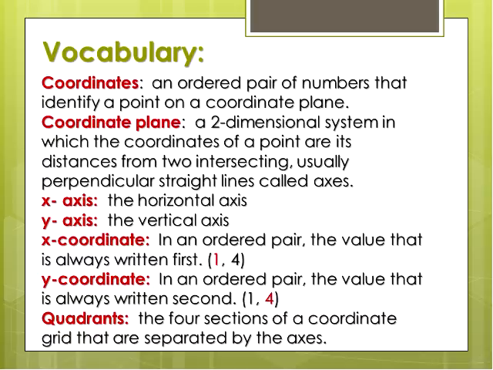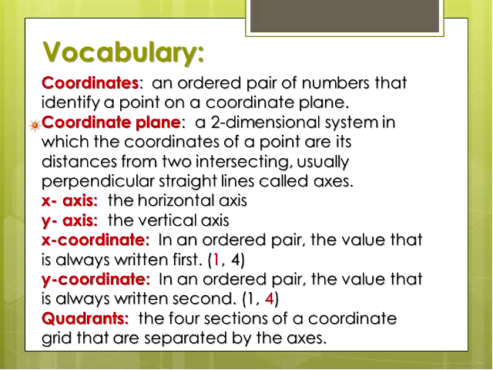All right, let's start out with all of the vocabulary that goes along with coordinate graphing, because we need to understand what we're talking about before we can do it. The coordinates are an ordered pair of numbers that identify a point on a coordinate plane. It's the X and the Y coordinates. The X coordinate in the ordered pair is the value that is always written first. The Y coordinate in an ordered pair is the value that is always written second, as you can see in this example. Those are coordinate pairs.